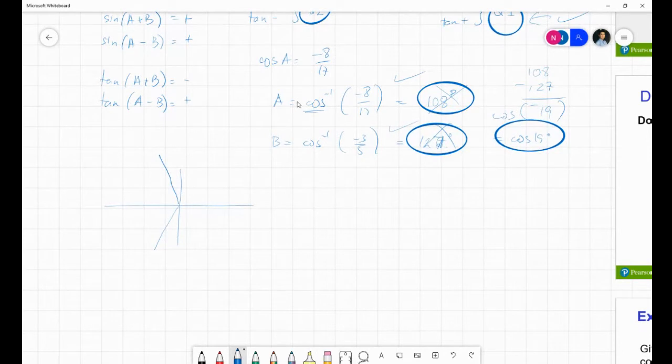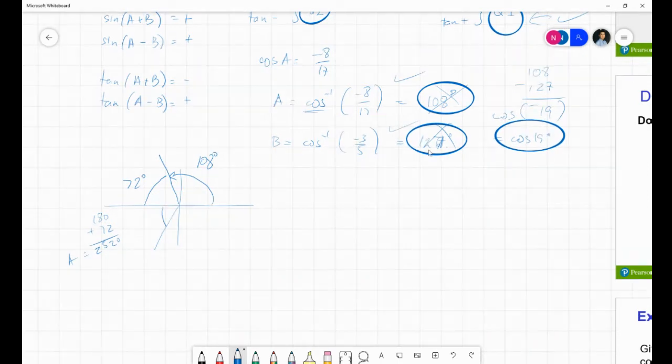Because we know that A is in quadrant 3, we need to use the reference angle. From here to here would be 108, so from here to here is 72 degrees. Then from here to here, we have to add 180 degrees. So 180 plus 72 is 252 degrees. That means A is 252 degrees.